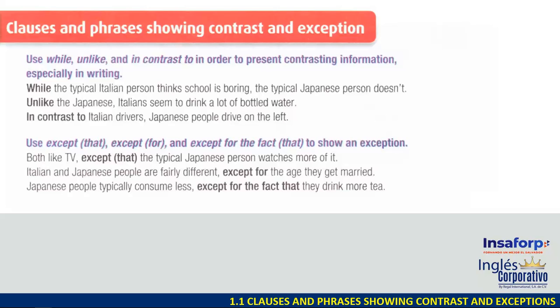Now we have the following idea, okay? We have the second one, which is except, right? Now, this word can be used with different words, right? That's why it says clauses and phrases showing contrast. Now, except that is a phrase. Acuérdese que una frase es más de una palabra que no tiene ni verbo, que no tiene subject, que no tiene una idea completa, por decirlo así, ¿verdad?